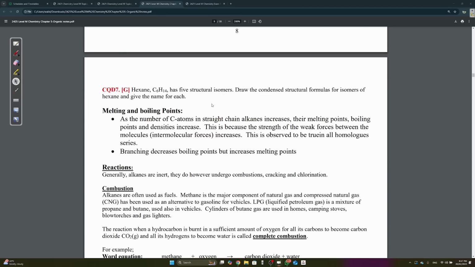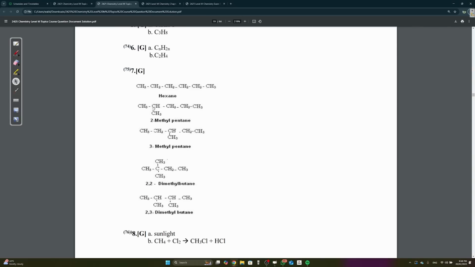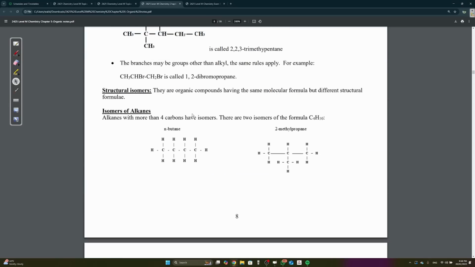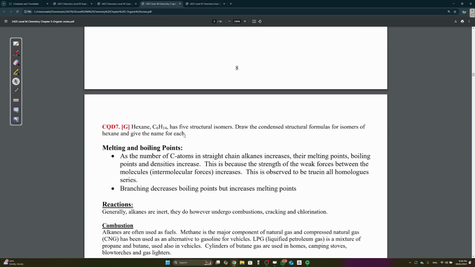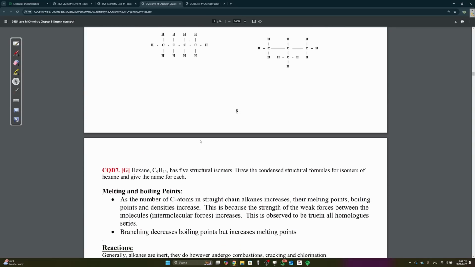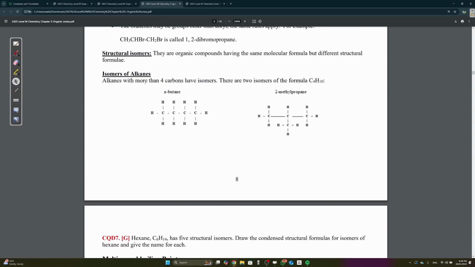Okay, let's start with CQD7. Hexane, C6H14, has 5 structural isomers. Draw the condensed structural formula for isomers of hexane and give the name for each. As you can see here, she asked about the isomers. What is an isomer? An isomer is basically one that has the same chemical formula, different structural formula. Okay, so over here they said, look, isomers of alkanes. This is the definition, by the way. Alkanes with more than 4 carbons have isomers.